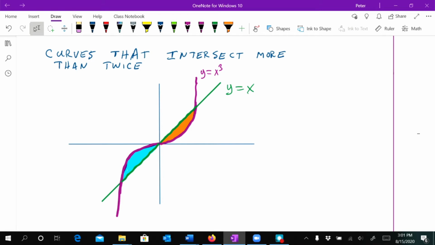In some cases, a curve may intersect more than twice. In the drawing that you can see on the screen, we actually have two curves, the purple one, y equals x cubed, and the green one, which is y equals x. Recall that even though y equals x is a line, it's just a special type of curve, so it's correct for me to call it that.